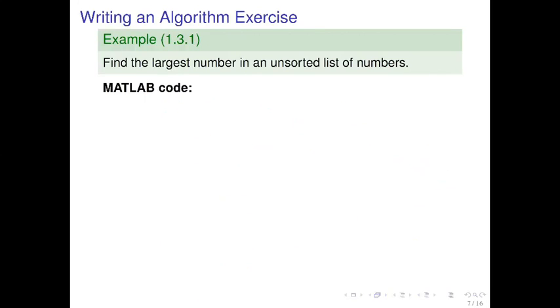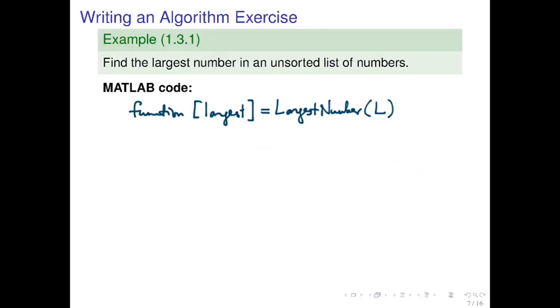In the MATLAB implementation, we're going to use a function call where the output of this function is going to be the largest. So remember, the output is included in the bracket, and there's only a single output, so you need to have a single variable there. The name of the function file is called the largest number, and remember, it takes in the input of the list in L.